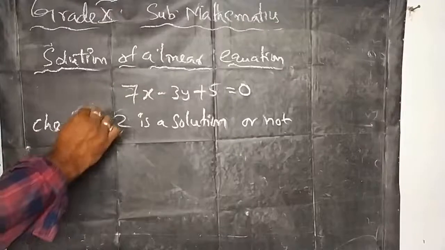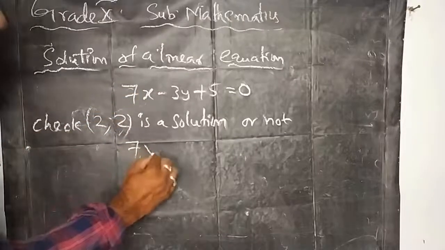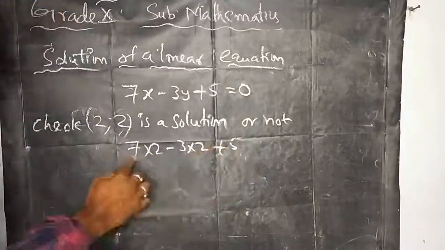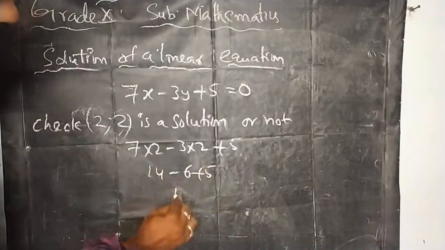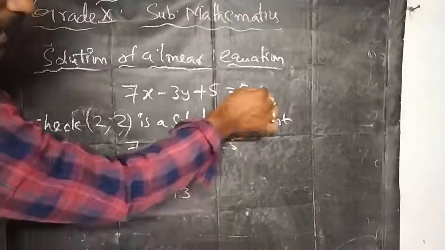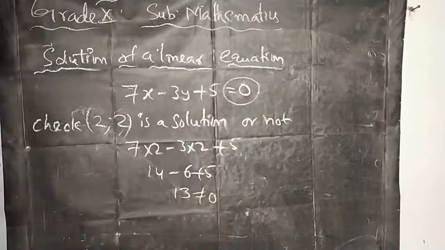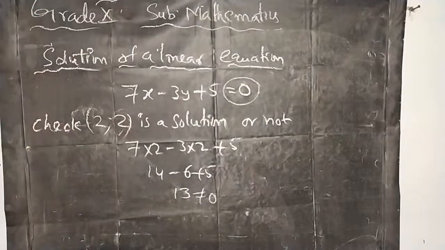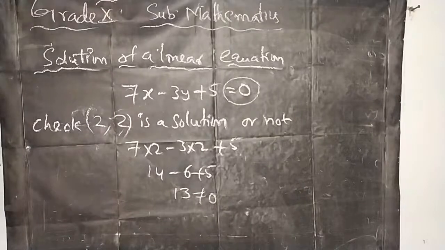Here 2 comma 2 indicates that x value is 2 and y value is also 2. So let me take 7 into 2 minus 3 into 2 plus 5. 7 twos are 14, minus 6 plus 5, 8 plus 5, which is 13. Actually I have to get 0 as the answer, but I am getting 13, which is not equal to 0. Therefore 2 comma 2 is not a solution of the above linear equation. So this is the way of finding the solution of a linear equation.